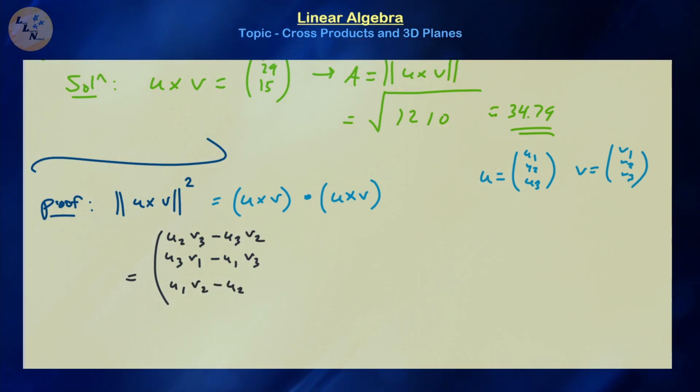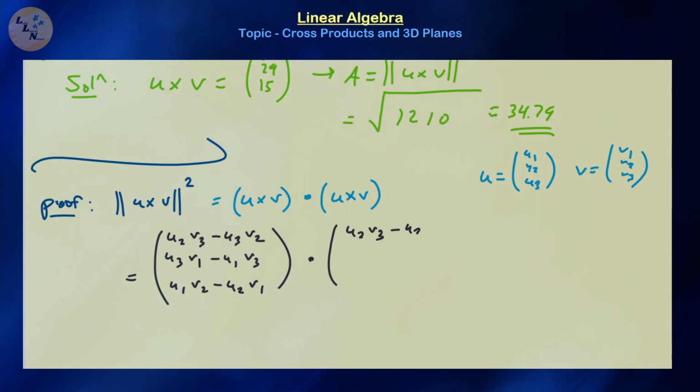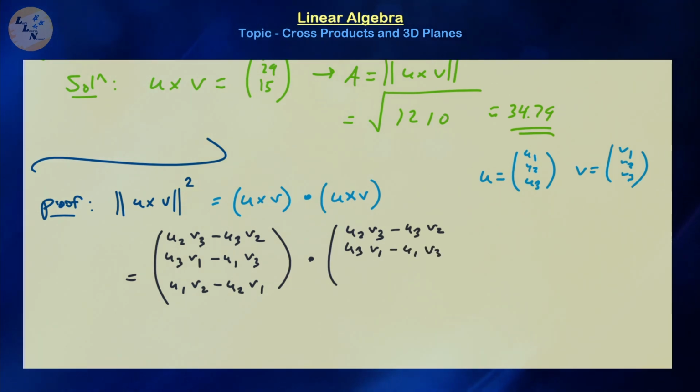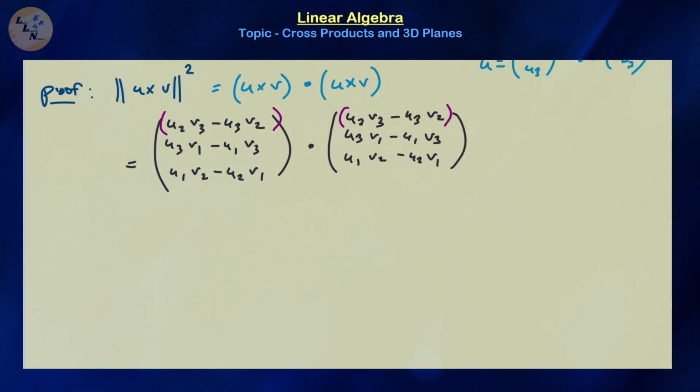u1v2 and then u2v1. So we're going to do the dot product of that with itself: u2v3 minus u3v2, u3v1 minus u1v3, and u1v2 minus u2v1. And we know how to do the dot product. You take that and multiply by that. So it's the first component squared, plus the second component squared, plus the third component squared, and then we have to FOIL those things out.